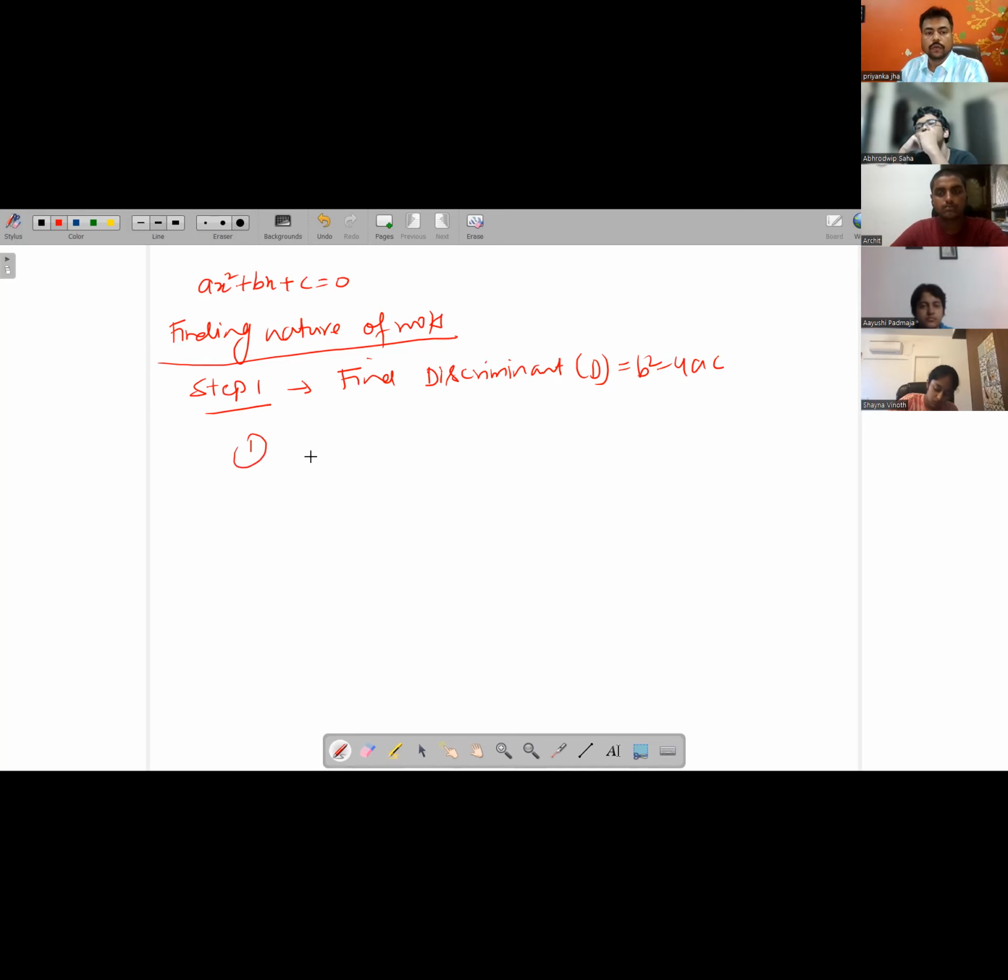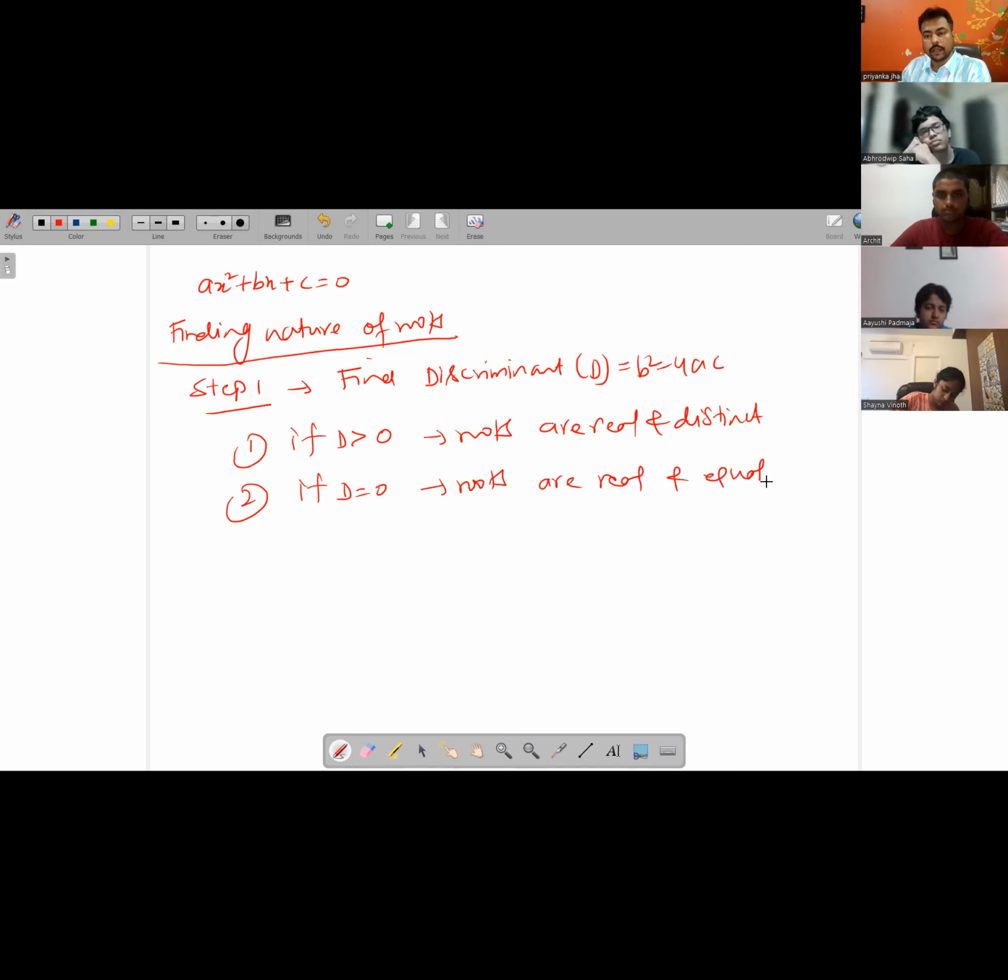Point number 1: if the discriminant is positive, it means that the roots are real and distinct. Second, if the discriminant is 0, it means that the roots are real and equal. So this is also the case of a perfect square.